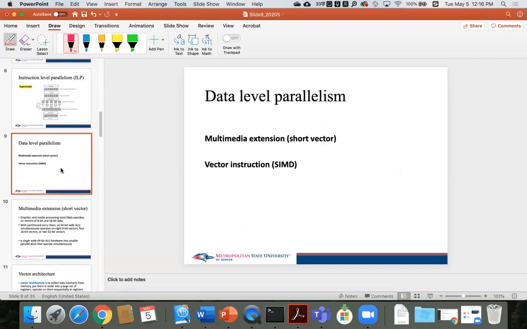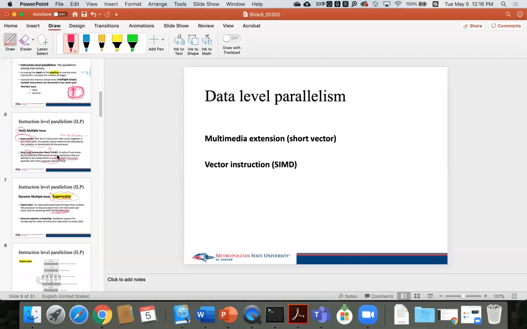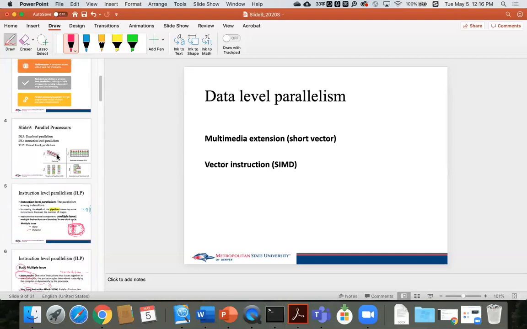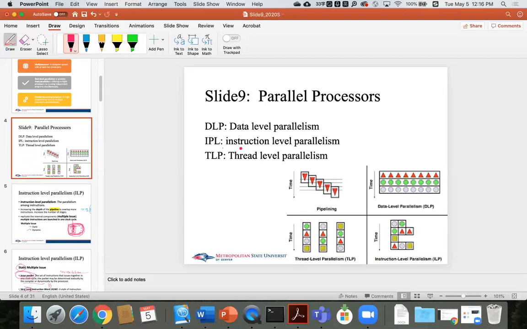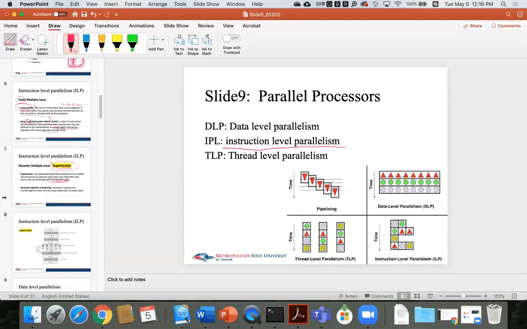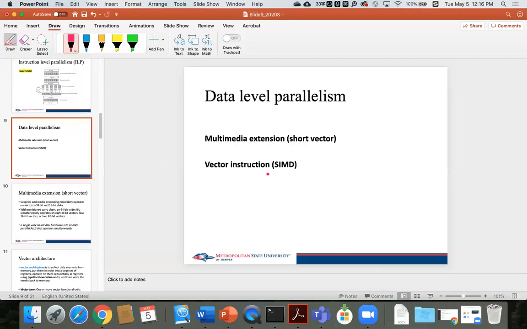So data level parallelism. No matter dynamic or static, multiple issue or pipeline processor, those are all instruction level parallelism. And what is data level parallelism? Data level parallelism mainly focuses on the two most popular examples: multimedia extension, short vector, or vector instruction. Both of them refer to vector architecture.